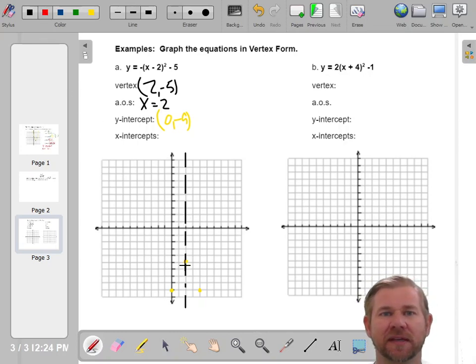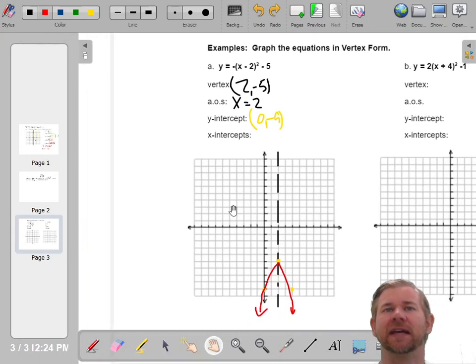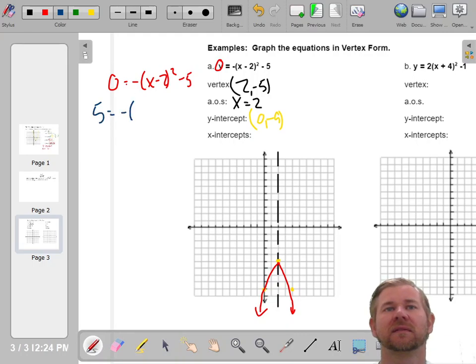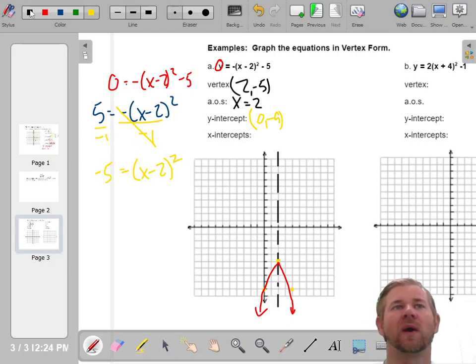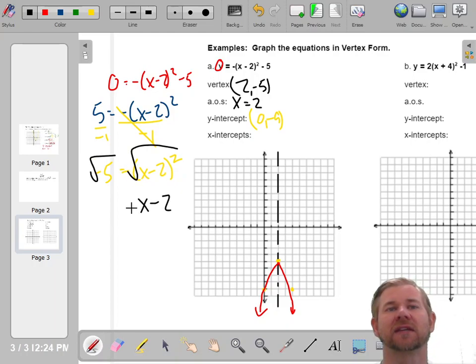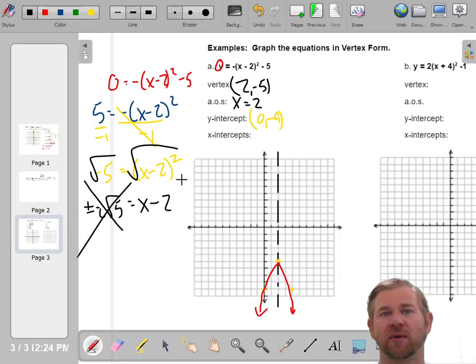Wait a minute. X-intercepts, this thing opens down. It's negative. It opens down. So there are no x-intercepts. But if I was asked to find them, I would have to set y equal to 0. Let's see if we can figure out why there are no x-intercepts. Add 5 to both sides. Divide both sides by negative 1 because you have that negative sign. Negative 5 equals x minus 2 squared. Why are there no x-intercepts? Because x minus 2 is plus or minus imaginary radical 5. Nope, those are not real zeros. So we don't have any x-intercepts. We'll just say none because it opens away from the x-axis.